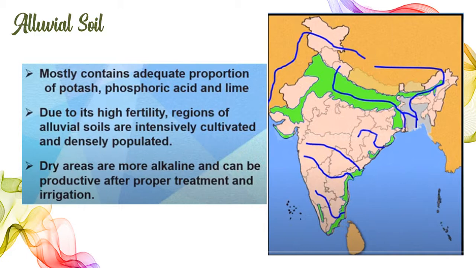The dry areas are more alkaline, which means they contain more lime, and can be productive after proper treatment and irrigation. You need to use more chemical fertilizers, then only it can be productive.